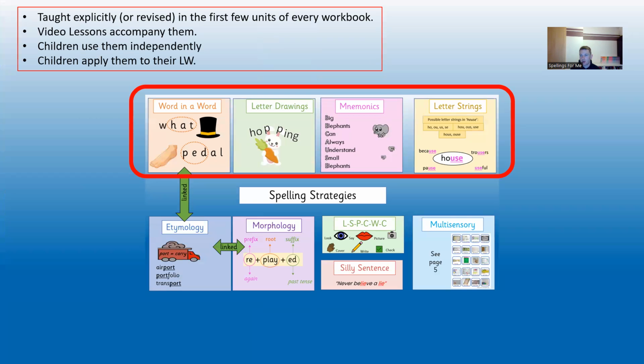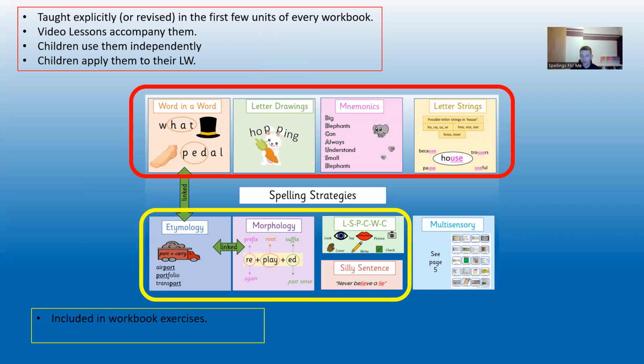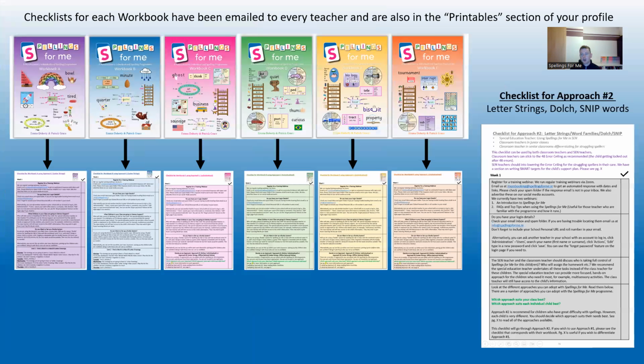Okay, so as I said, the top 4 are taught explicitly. The bottom 3 strategies there are included in the workbook exercises: etymology, morphology, Look Say Picture Cover Eye Check, and silly sentences. It's important to note that there is a checklist associated to every workbook.